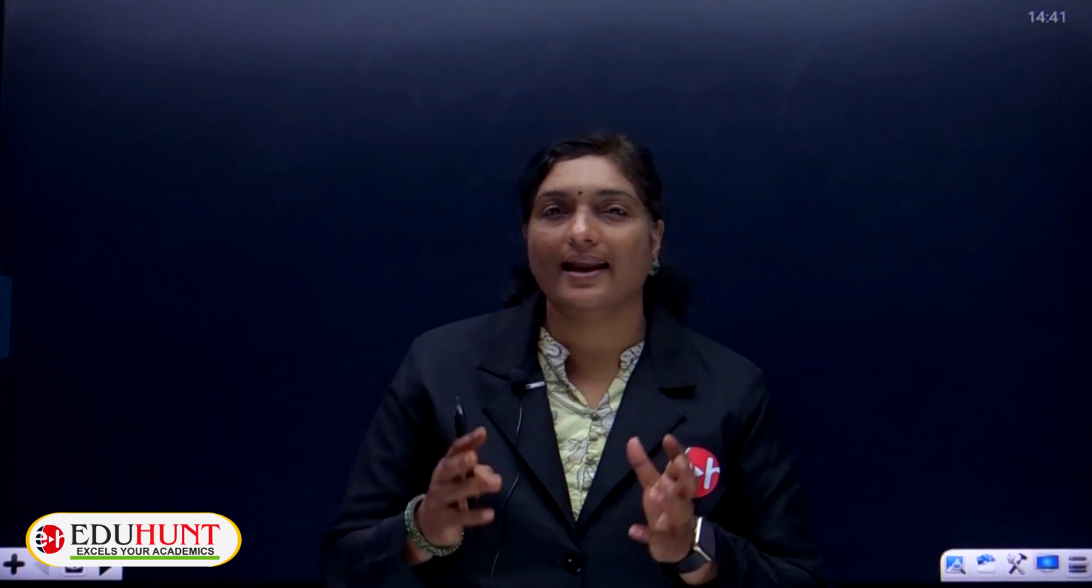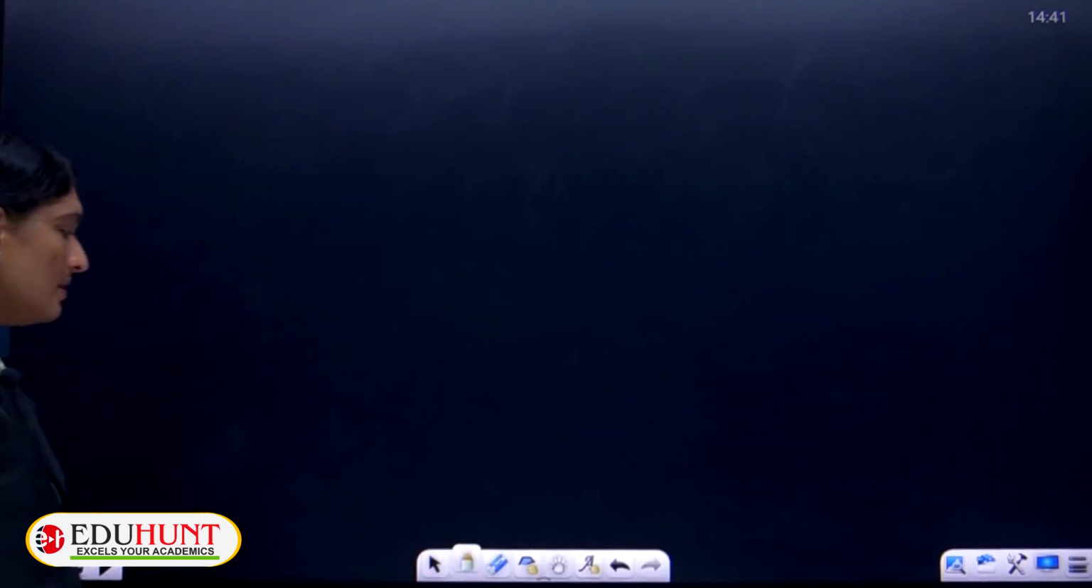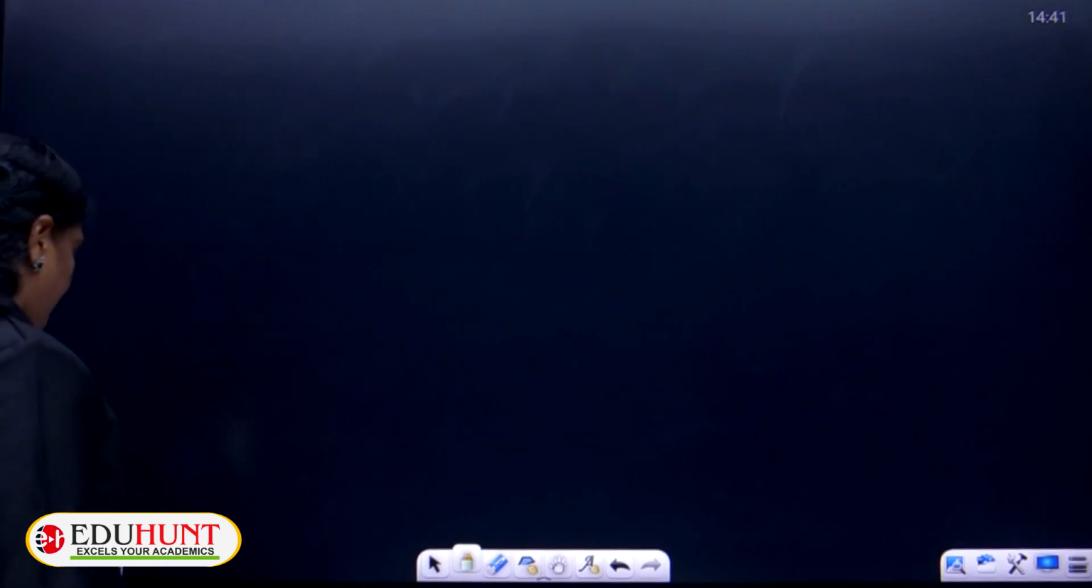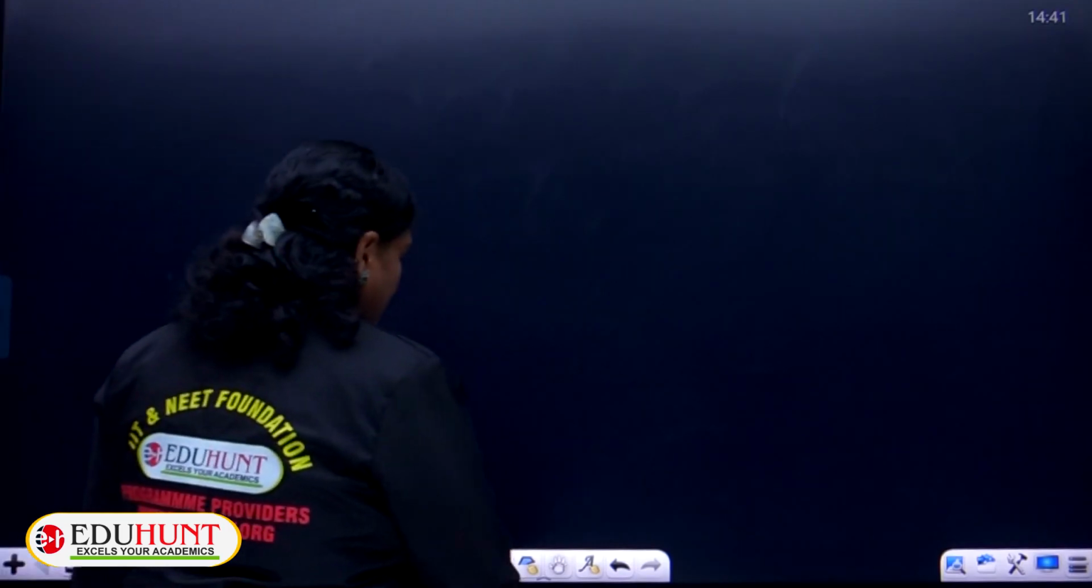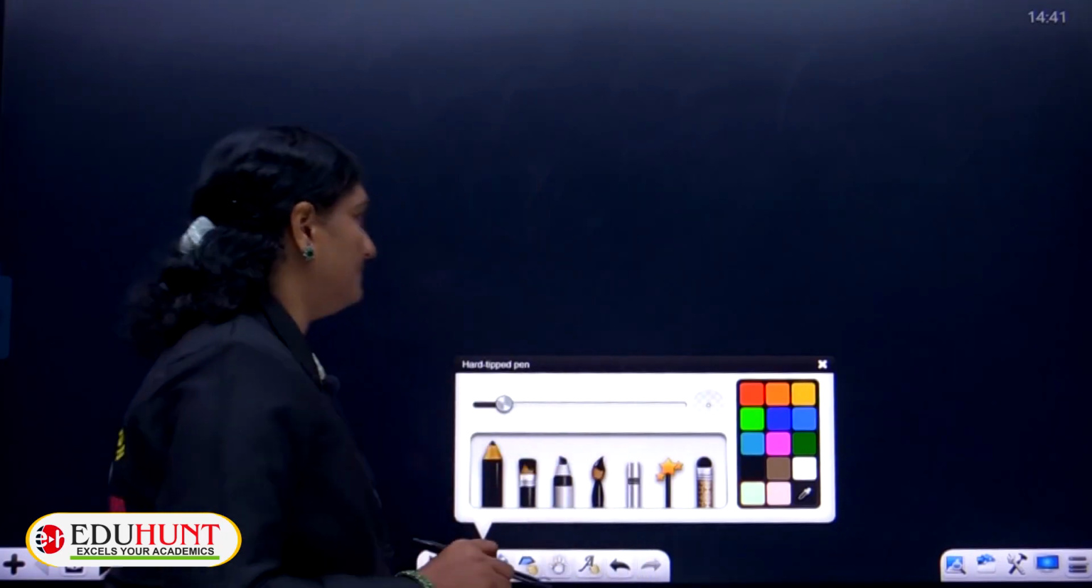Not only this, we also try to measure how much push or how much pull these charges apply on each other. Okay, so based on that, let us begin today's lecture, that is electricity. First of all, let us start with Coulomb's law.